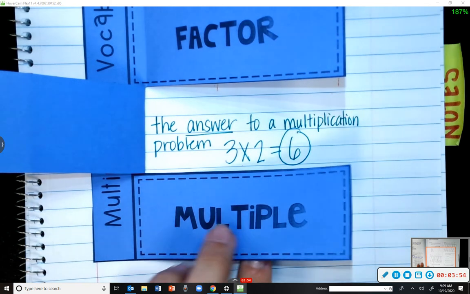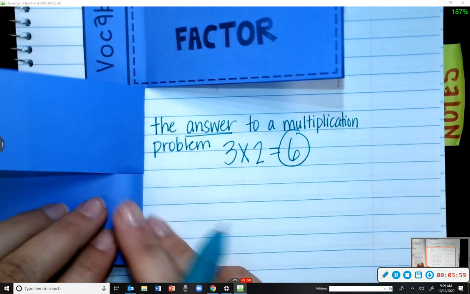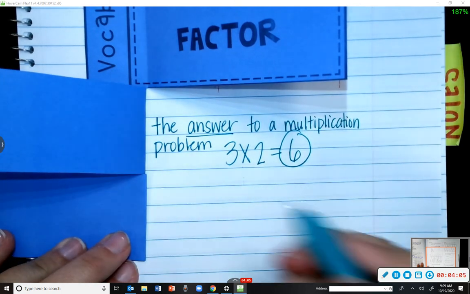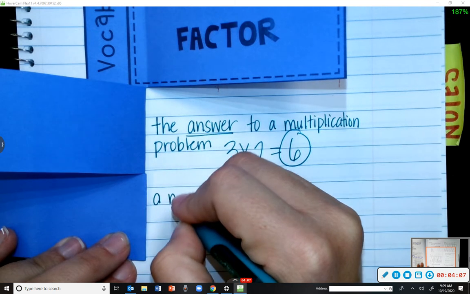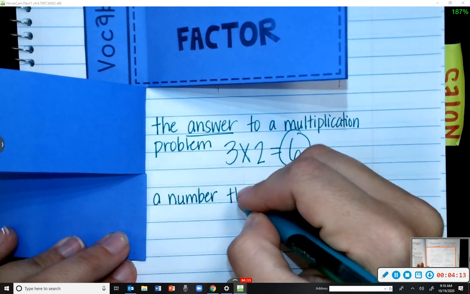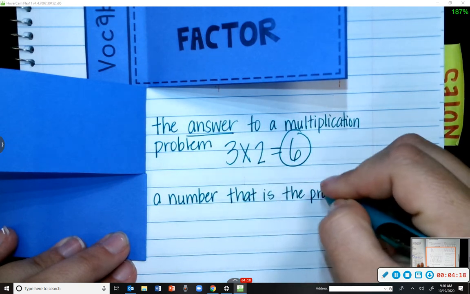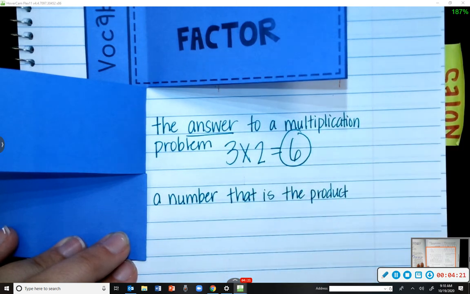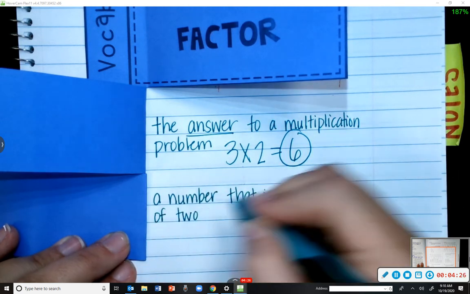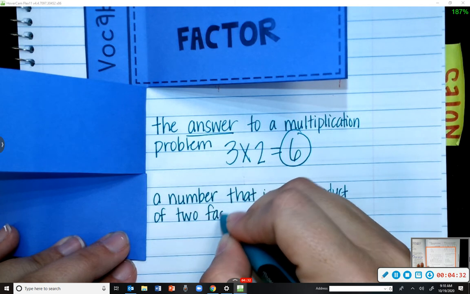Okay, for multiple, we were saying it is kind of like a product, because it has to do with the answers to a multiplication problem. So multiple is a number that is the product of 2 factors.